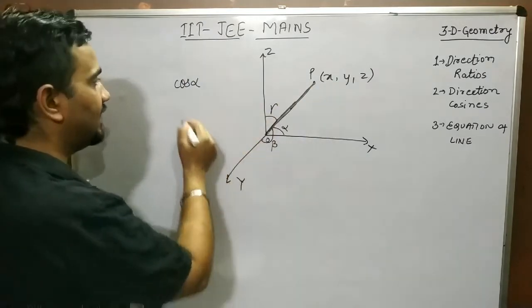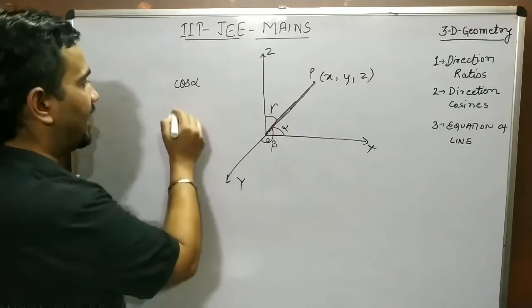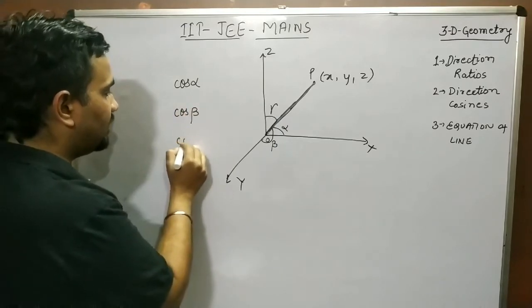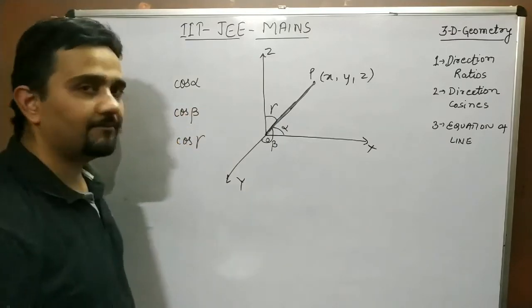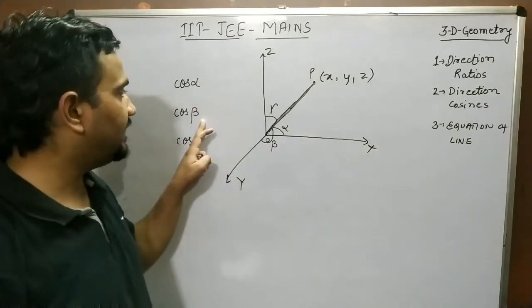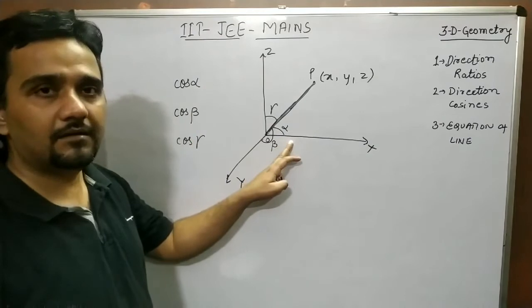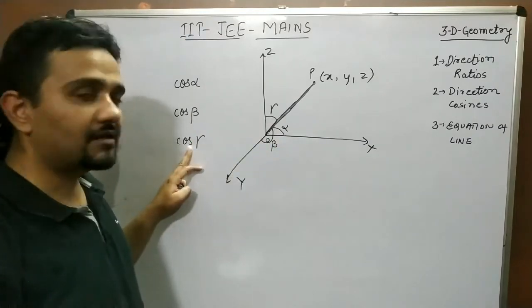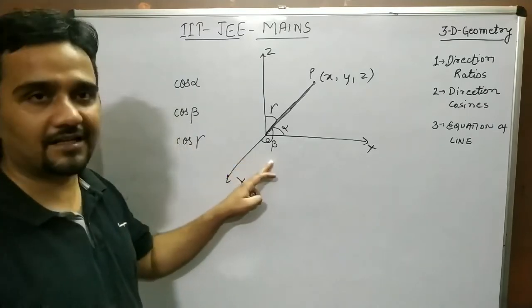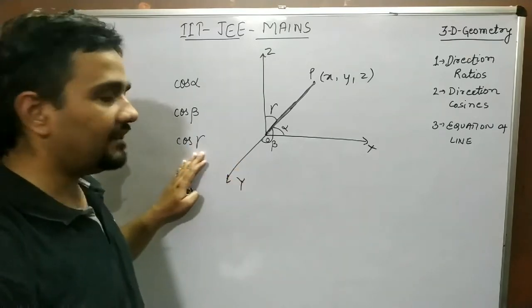The x coordinate will give cos alpha, y can be given by cos beta, and z can be given by cos gamma. So cos alpha is given by the x-axis, cos beta gives us the y-axis, and cos gamma gives us the z-axis. Okay, so these are the points.